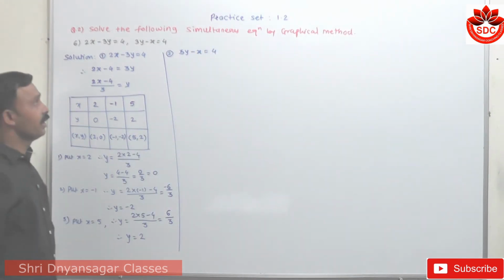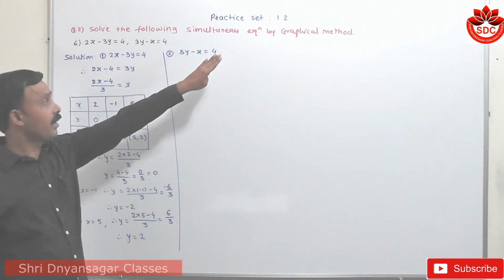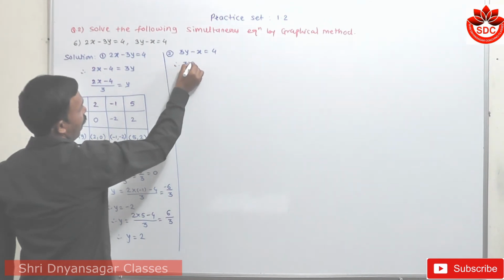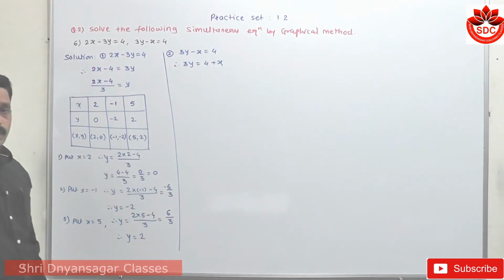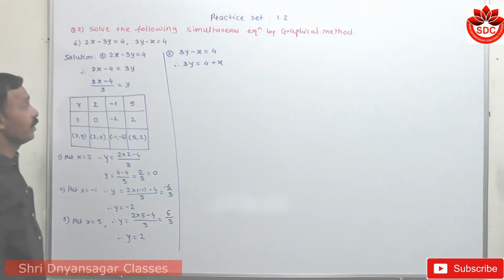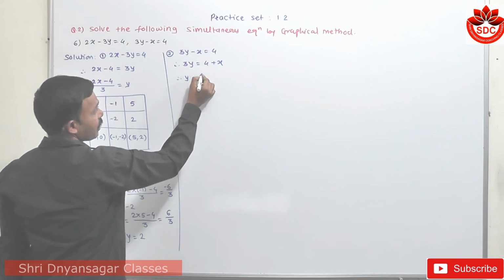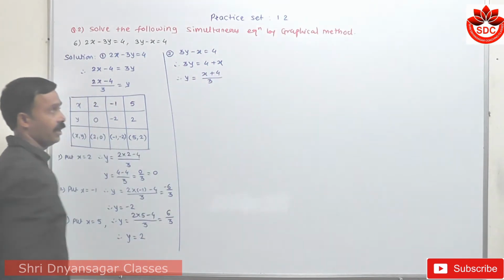Now student, I have to take this x to this side and these 3 again goes to the denominator. So 3y is equal to 4 plus x, or you can also write x plus 4. Then these 3 goes to the denominator, so I will write y is equal to x plus 4 upon 3.